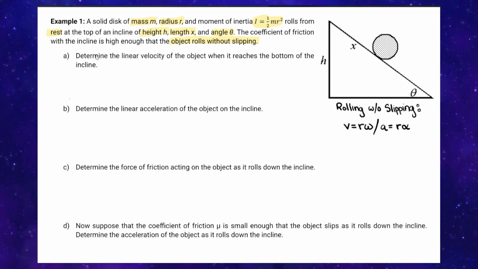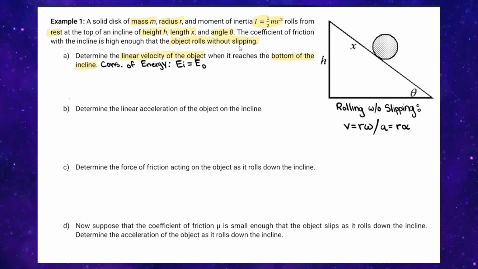That's important because that helps us convert certain quantities from their rotational version to their linear version without any trouble. With part A here, we're being asked to determine the linear velocity of the object when it reaches the bottom of the incline. Now, the way that this question is worded immediately rings bells that this is going to be conservation of energy. Why? Well, a couple of things.